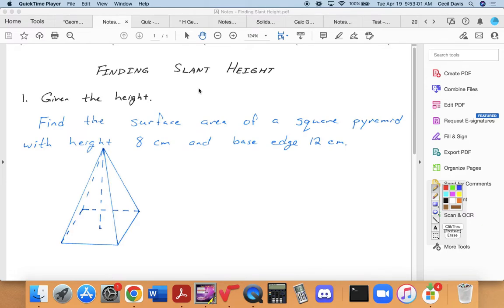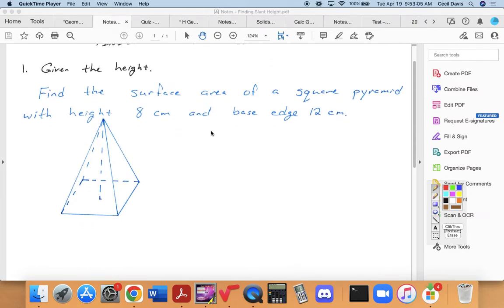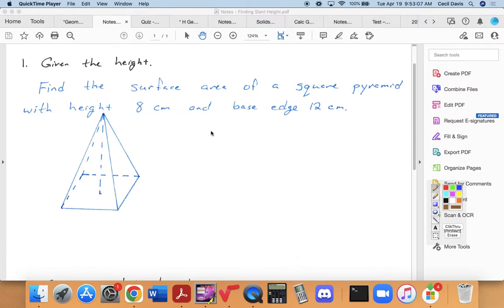So let's take a look at these two examples, neither of which give you the slant height. They both give you something else. On this one, find the surface area of a square pyramid with height 8 and base edge 12 centimeters. So the height is 8 and the base edge is 12.